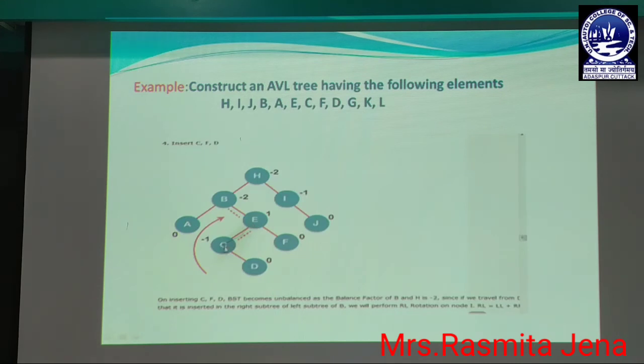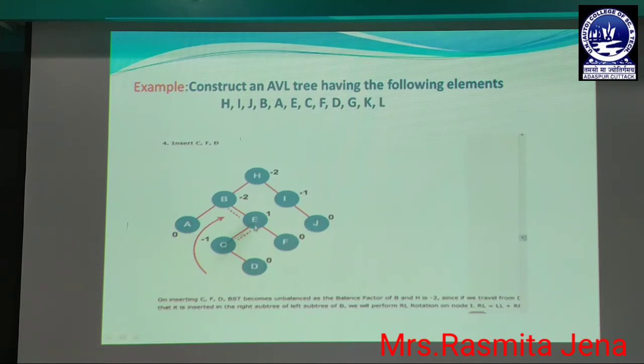Okay. So when we insert C, let's calculate the valence factor. The valence factor is -1, +1 or 0. So in this case we need not balance the tree. So when we insert F, after inserting F, the tree is still balanced, but when we insert D, the tree is unbalanced.